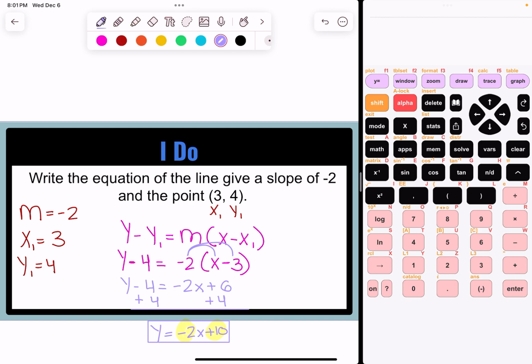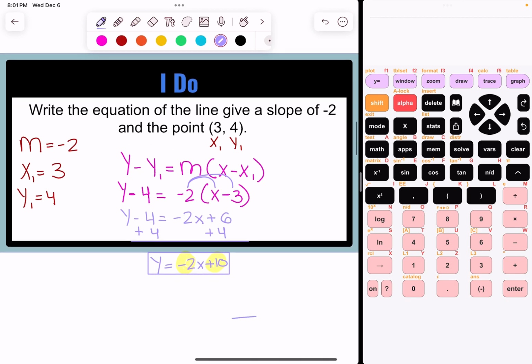So we know that this graph, if we went to graph it, just a quick sketch of this graph, would start at the y-intercept of 10. And then the slope would be negative 2 over 1, meaning we would go down 2 to the right 1. Down 2 to the right 1. And it would look something like this. Good.